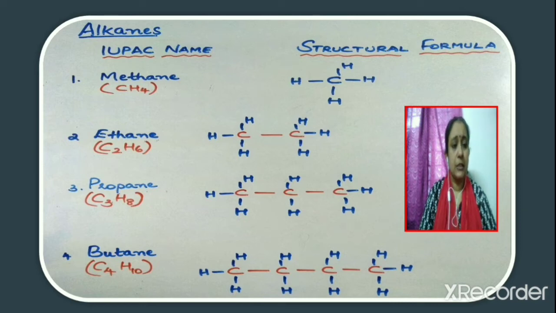Now consider the third member, propane. How can we write the structural formula? We have to start with the carbon skeleton. How many carbon atoms should be shown? Since it is propane, you know it is a 3 carbon alkane. So we need to start with 3 carbon atoms. And since it is an alkane, we will join all the 3 carbon atoms by single bonds. And after that, take the first carbon. It is bonded to one other carbon atom. So we need to add 3 more hydrogen atoms since the valency of each carbon atom is 4.